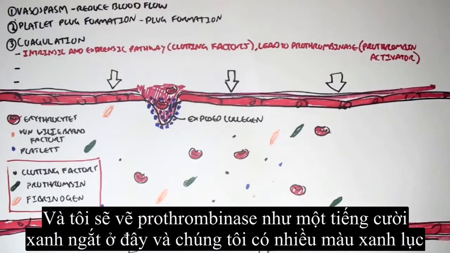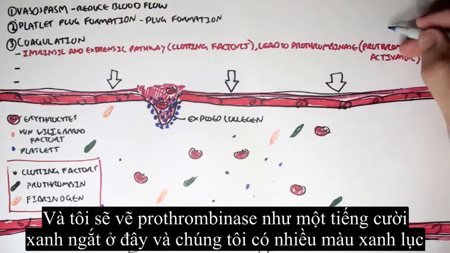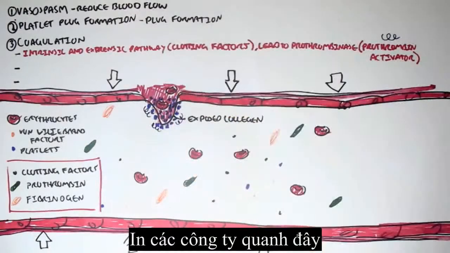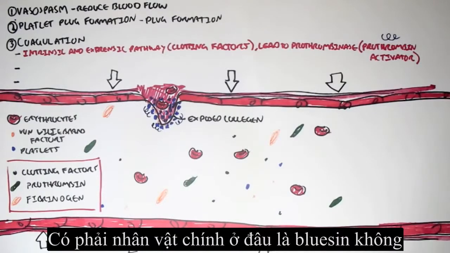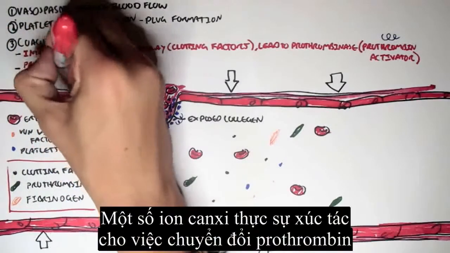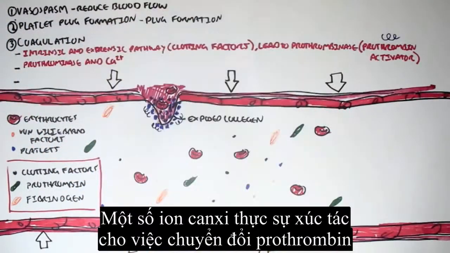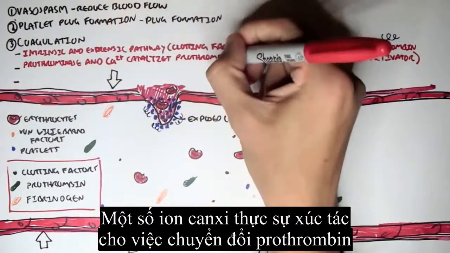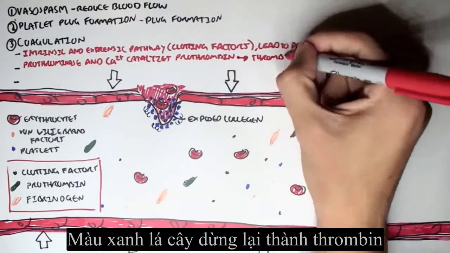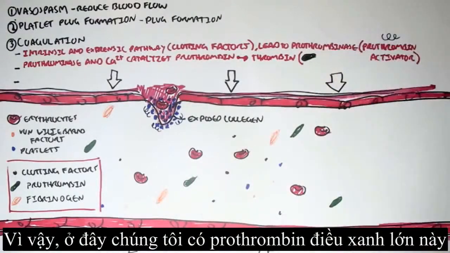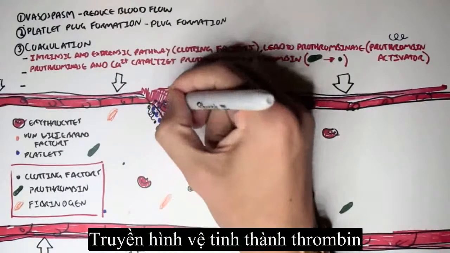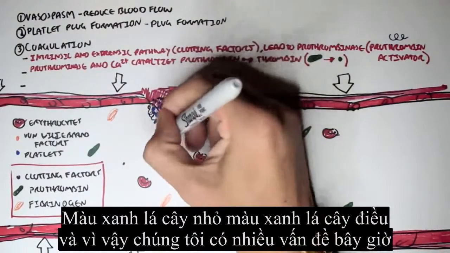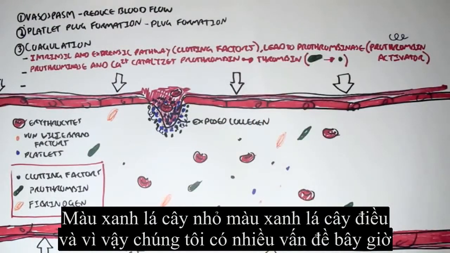And I will draw prothrombinase as the squiggly blue thing here. And so we have many of this squiggly blue prothrombinase around here. Now, the second step of coagulation is where the prothrombinase, the squiggly blue thing, with some calcium ions, actually catalyzes the conversion of prothrombin, this green stuff, into thrombin. So here we have prothrombin, this big green thing, which gets catalyzed into thrombin, this small green thing. And so we have many thrombins now.